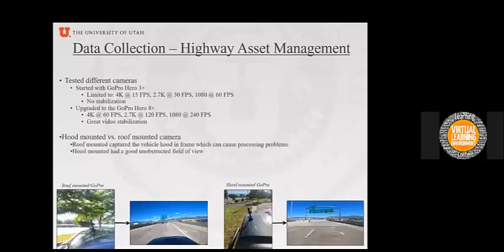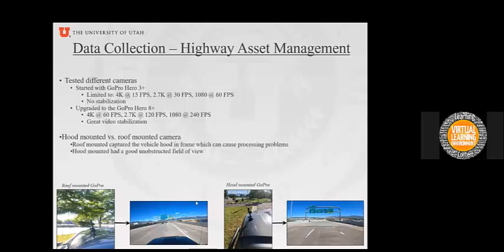We also tested a hood-mounted versus a roof-mounted camera. As you can see from these images down below, this is the roof-mounted GoPro and this is the hood-mounted GoPro. When we had the GoPro mounted on the hood, it was a little bit higher up, so it was a little bit closer to the overhead highway signs, but it was hard to position the camera in a way such that the hood of the vehicle was excluded from the frame without including too much sky.